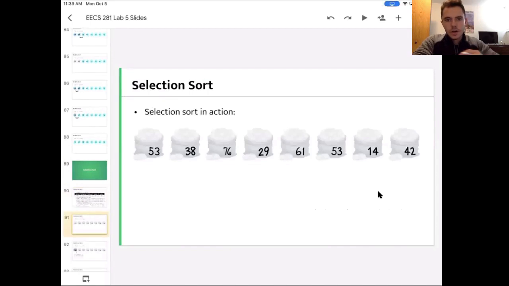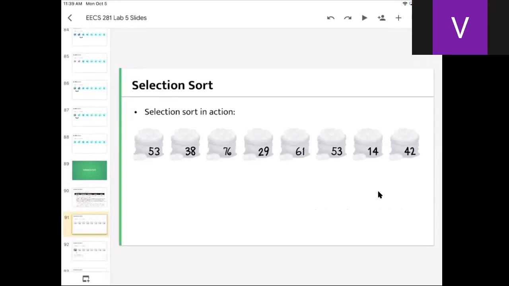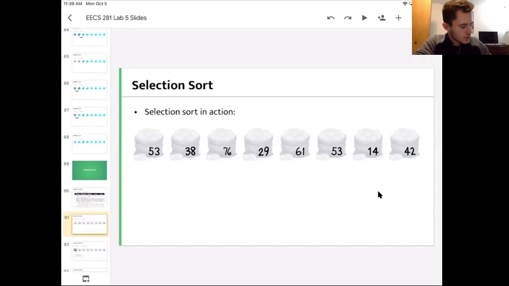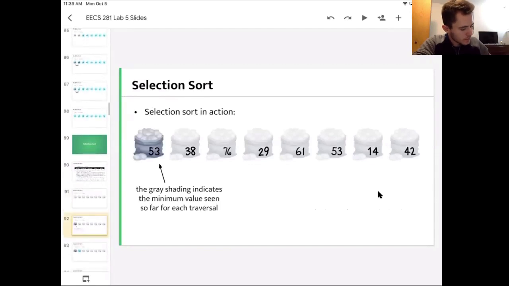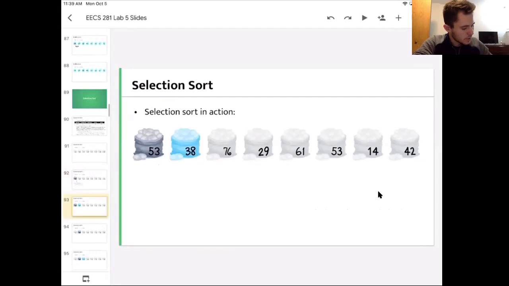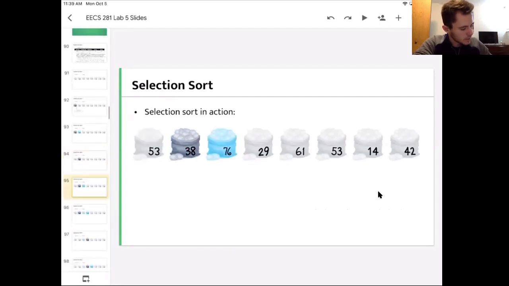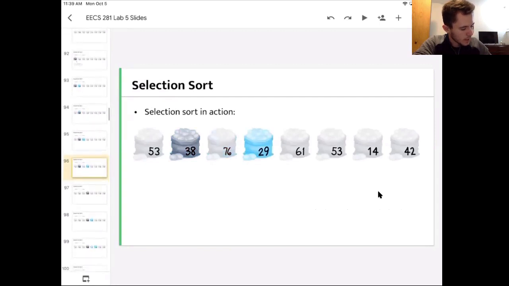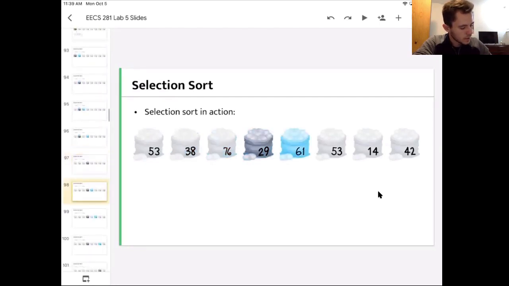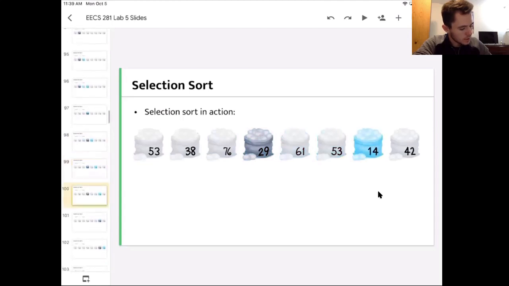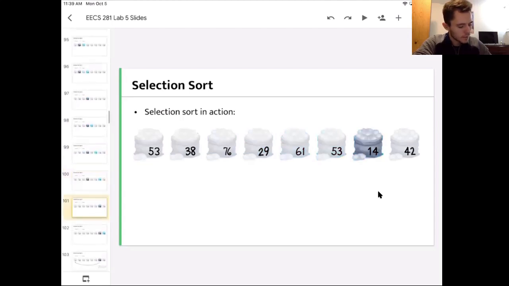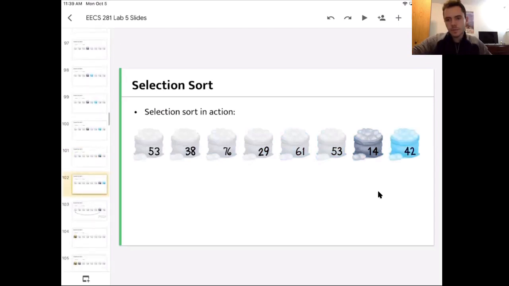So let's go through an example of selection sort real quick here. All right, so we start off with our unsorted array. And then we're going to start building the sorted portion from that unsorted array, right? So we start off, the minimum value that we've seen so far is 53. So we're going to pass through and find the minimum value, right? 38 is smaller, so that's our min. Keep going. 76, nope. 29 is smaller, so that's our new min. Okay, 61, nope. 53, no. 14 is smaller, so that's our minimum value. 42, nope.